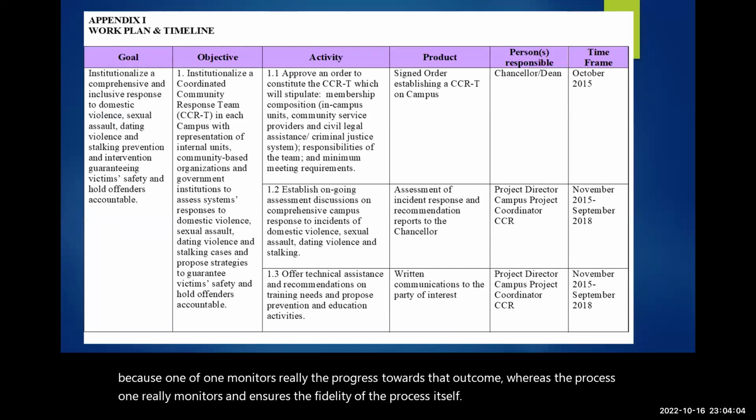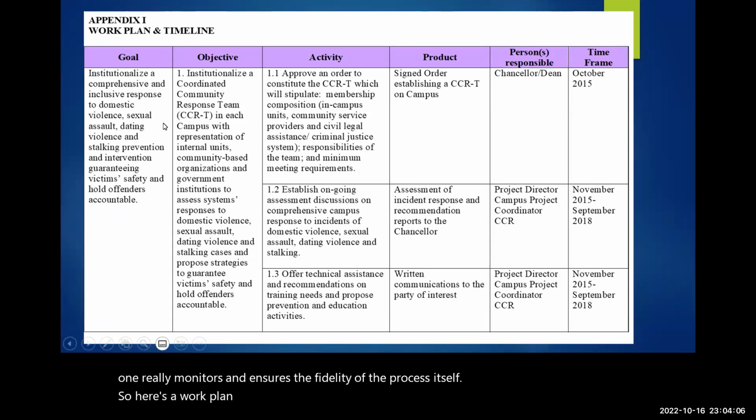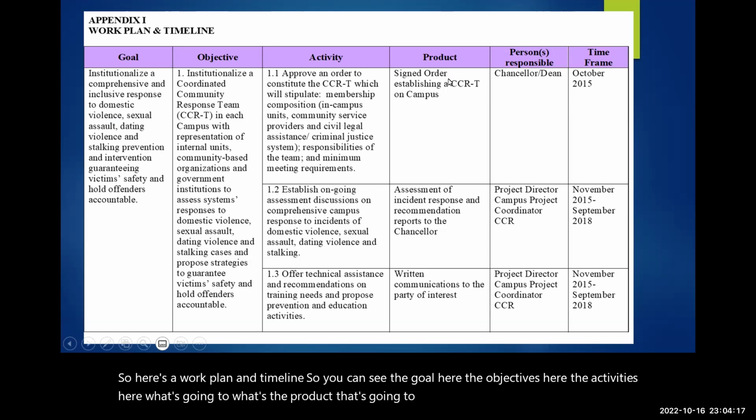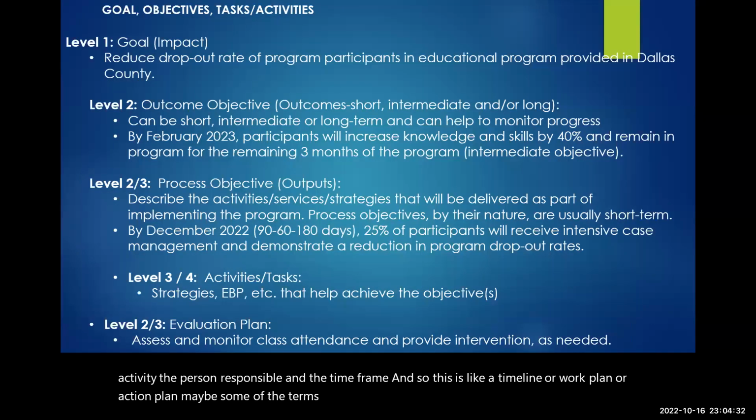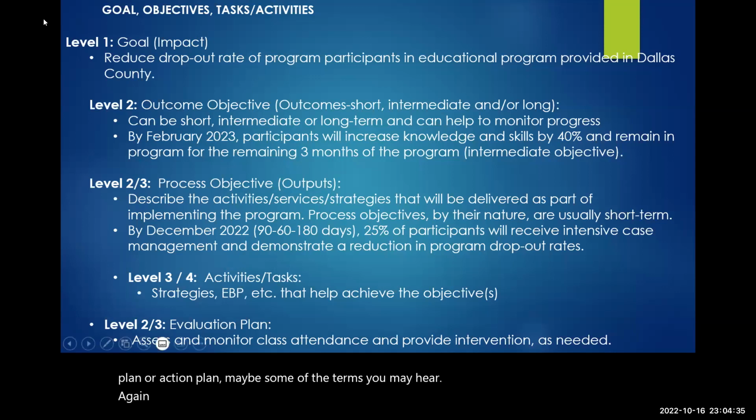So here's a work plan and timeline. You can see the goal here, the objectives here, the activities here, what's the product that's going to be produced from this activity, the person responsible, and the time frame. And so this is like a timeline or work plan or action plan, some of the terms you may hear. Again, here's another example of the goal and objectives.